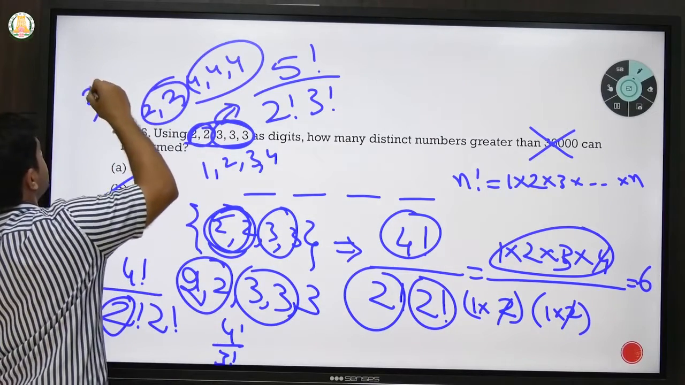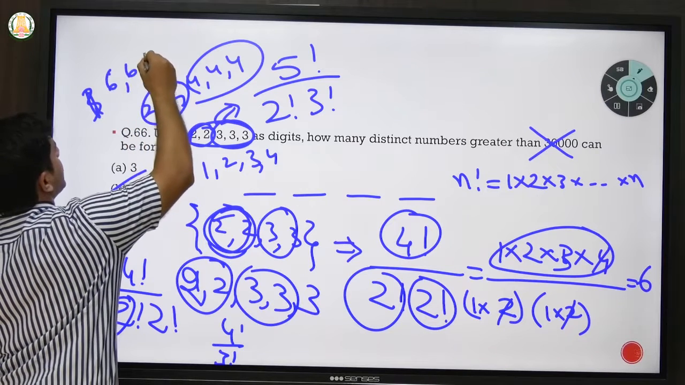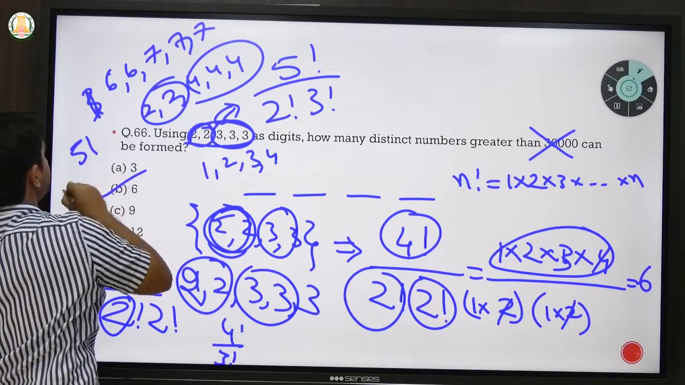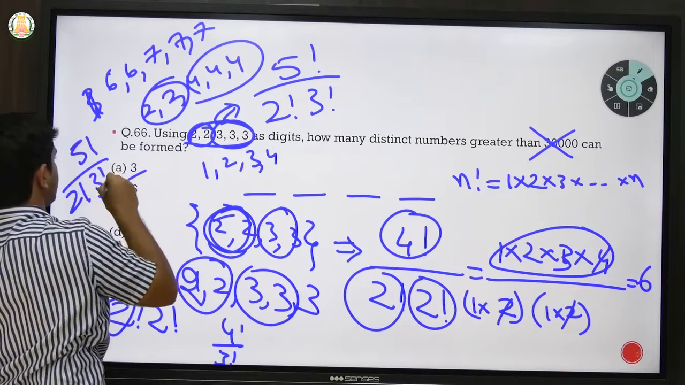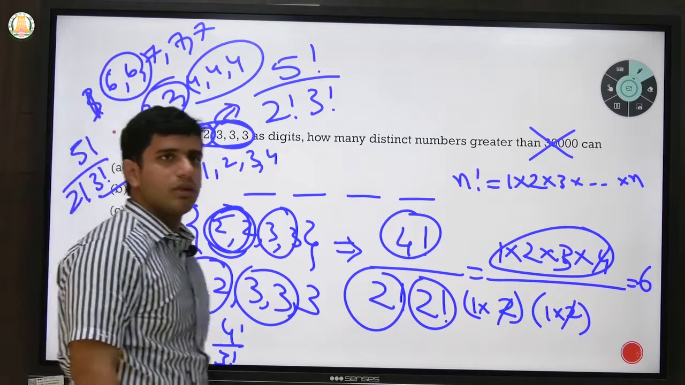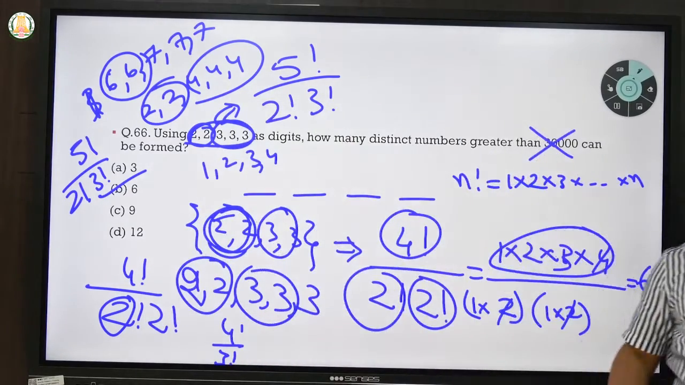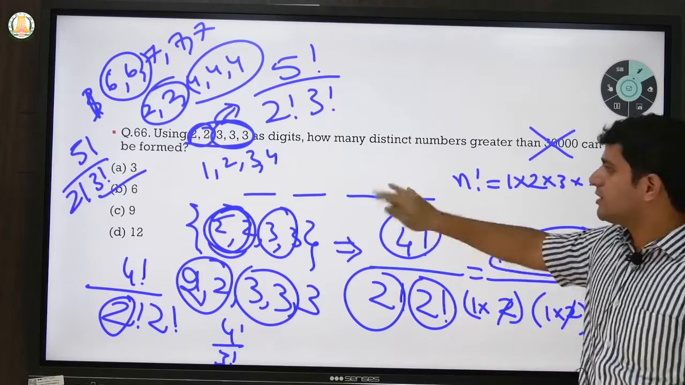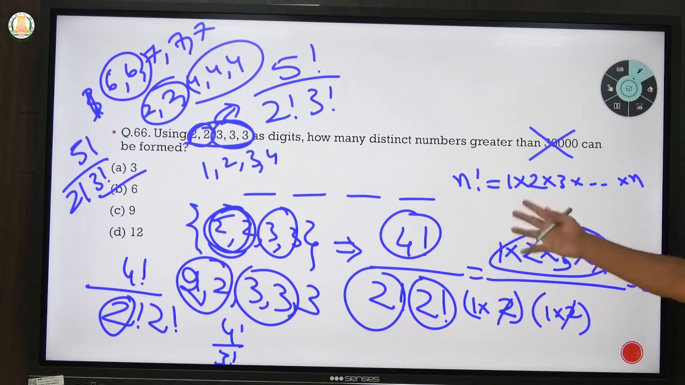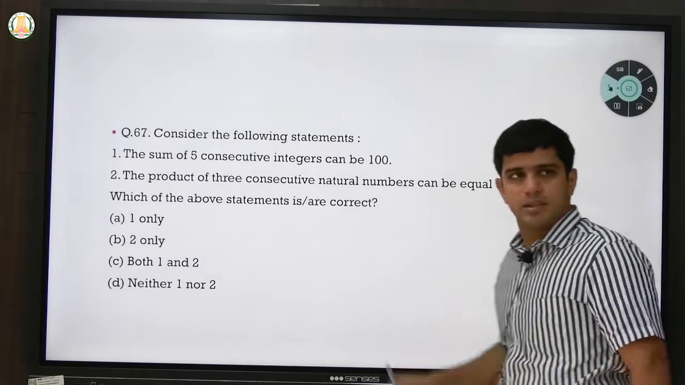So let's say it is something like 6 6, then they are given 7 7 7, then also my answer would have been 5 factorial by 2 factorial by 3 factorial, because it does not depend on the number, it doesn't matter which numbers such are there. So this is one formula. But maybe some formulas you can't remember in the exam, but the first method that I have said, you can easily calculate even without knowing the formula. So it's up to you, whatever you want to choose. Both will give you the same answer. Okay, shall we move forward?